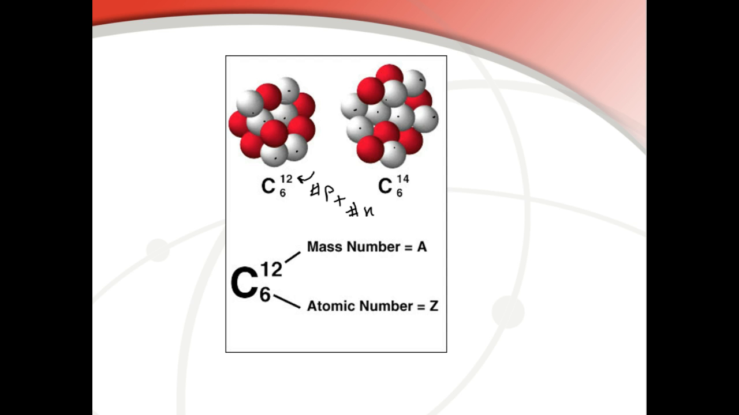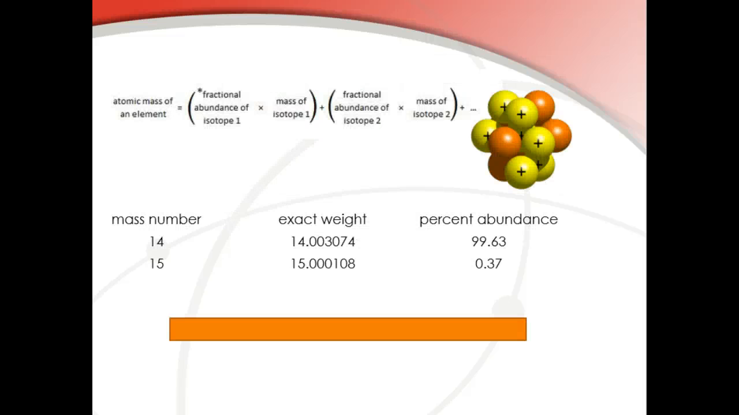Now, what does this have to do with the mass? Well, we have a little formula for figuring out atomic masses. It's this one right here. The mass is equal to the abundance multiplied by the mass of that isotope. So here we have an example of nitrogen.